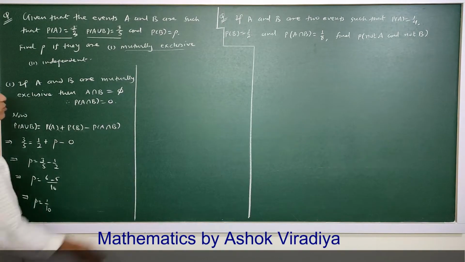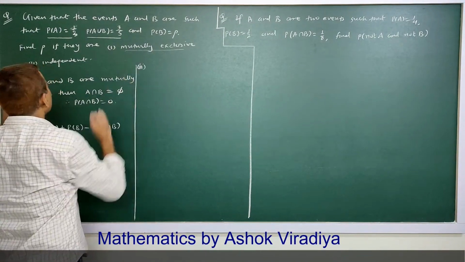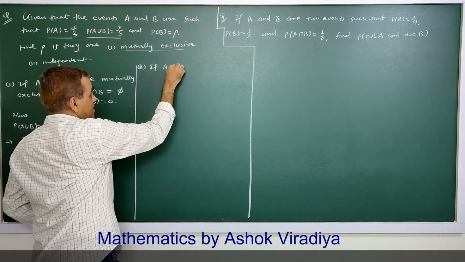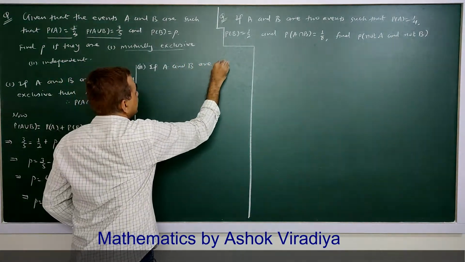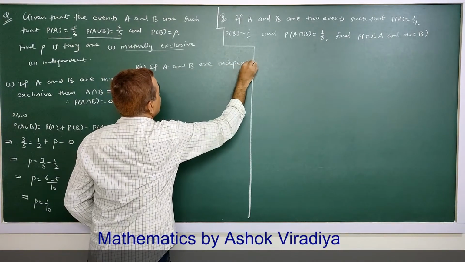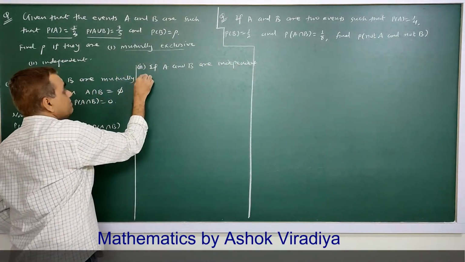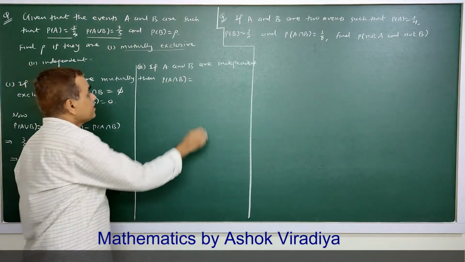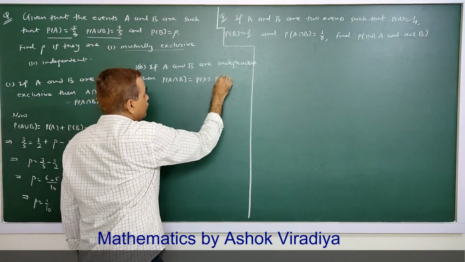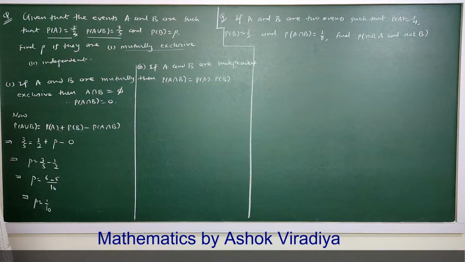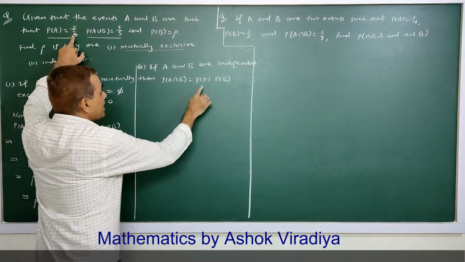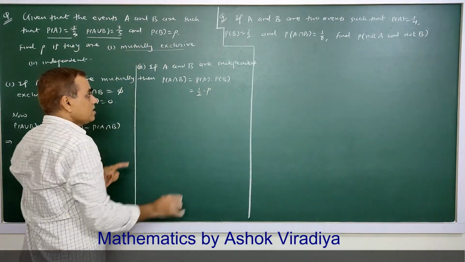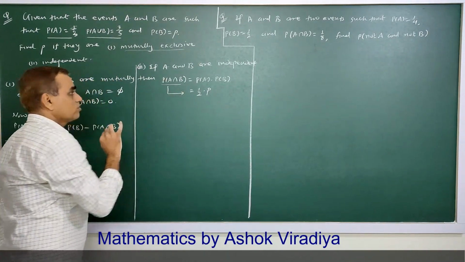Now case 2. If A and B are independent events, then we know that P of A intersection B is P of A into P of B. Now P of A is given 1 by 2, and P of B is P. So we shall use this value in calculation.